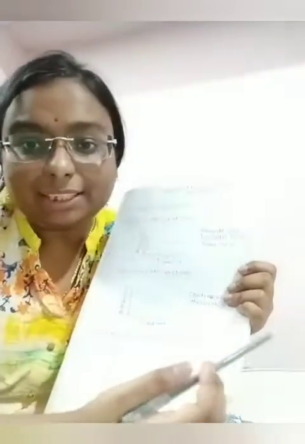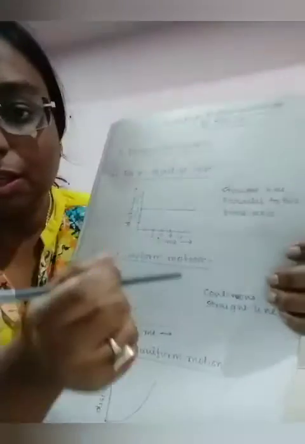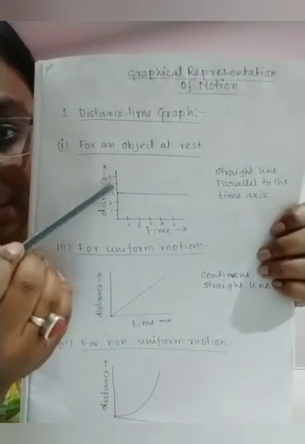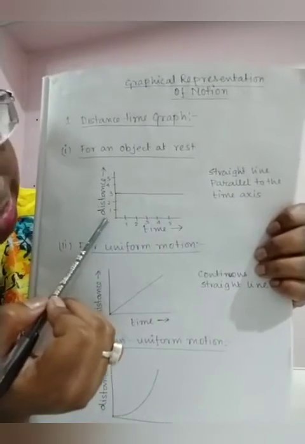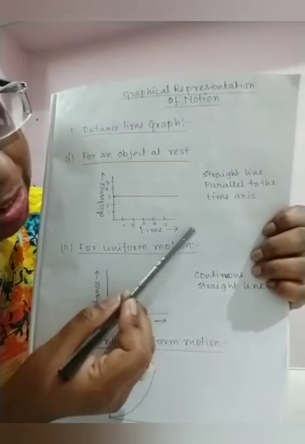Now when an object is at rest, suppose the time is 1 minute, 2 minutes, 3 minutes, 4 minutes. So here the time is passing on, but there is no motion of the object. That means the distance traveled by the object is 0, or the displacement is 0. So in that case, how can we denote that with a graph? Let's see that. So in that case we will draw the displacement axis in the y-axis, or the distance in the y-axis, and the time in the x-axis.